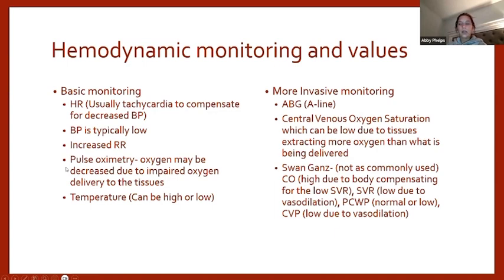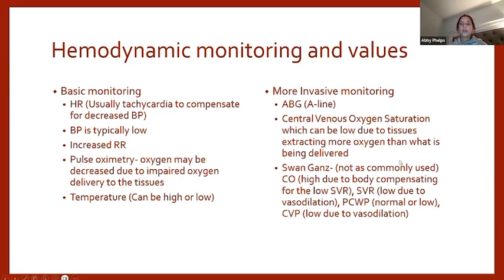Pulse oximetry: oxygen may be decreased due to impaired oxygen delivery to the tissues due to the patient being in shock. Temperature can go either way; it could be high or low. More invasive monitoring can be an ABG, an A-line to monitor their blood pressure and do frequent monitoring of their arterial blood gas.